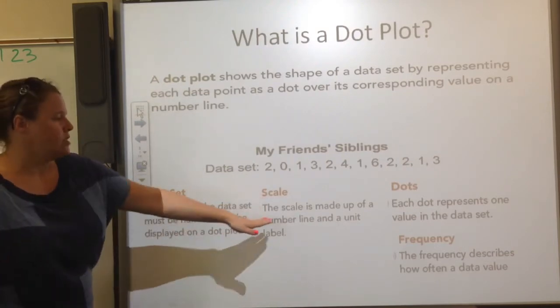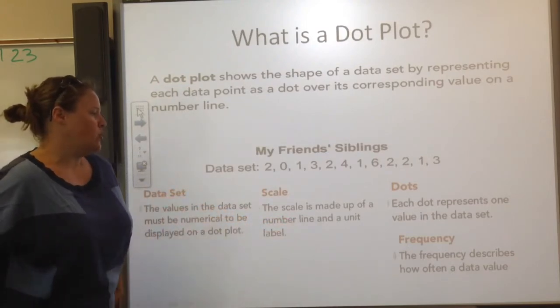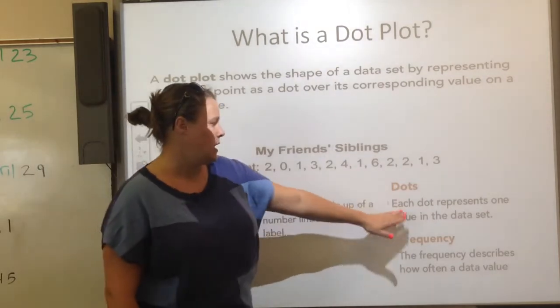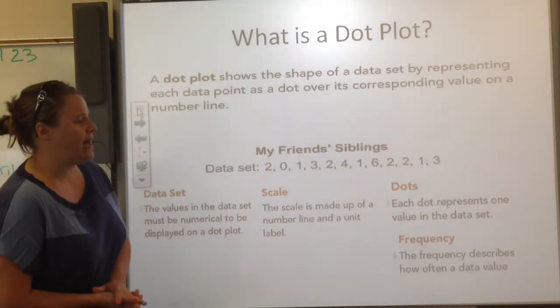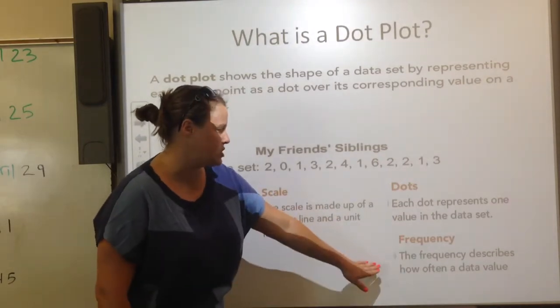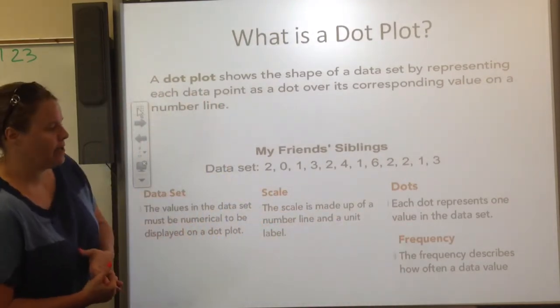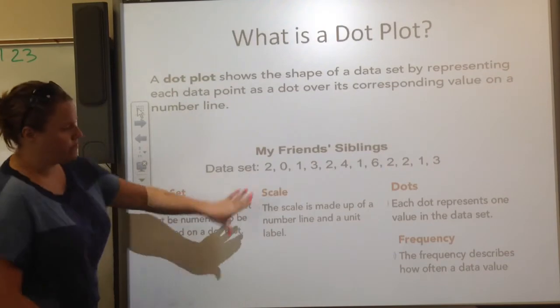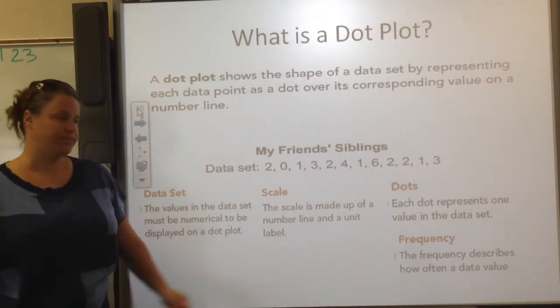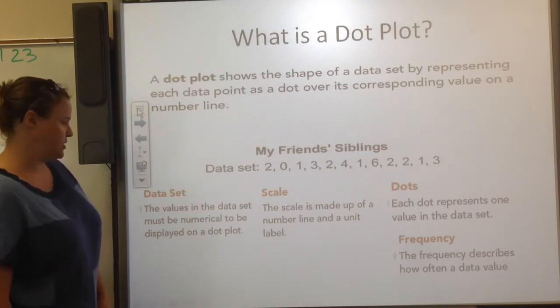Scale. The scale is made up of a number line and a unit label. So labeling that axis. Dots. Each dot represents one value in the data set. And frequency. The frequency describes how often a data value occurs. So all four of these definitions, along with what a dot plot is, need to be recorded. So you can pause if you need to.